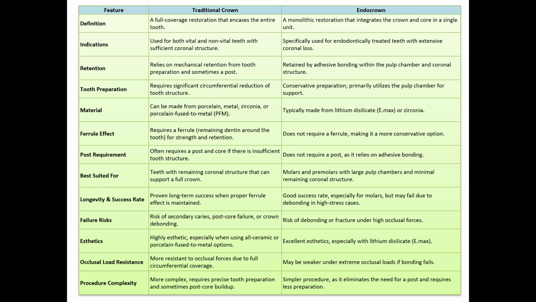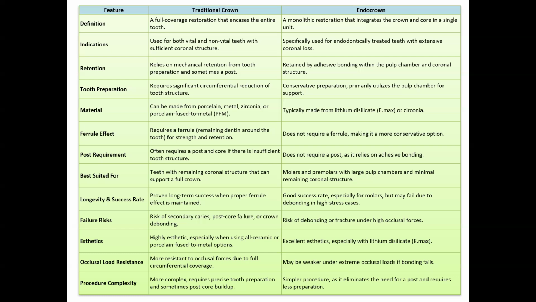Longevity and success rate: a traditional crown has proven long-term success when proper ferrule effects are maintained. The endocrown provides a good success rate, especially for molars, but may fail due to debonding in high-stress areas. When it comes to failure risk, secondary caries, post-core failure or crown debonding can occur in a traditional crown, whereas in an endocrown, risk of debonding or fracture under high occlusal force is noticed.